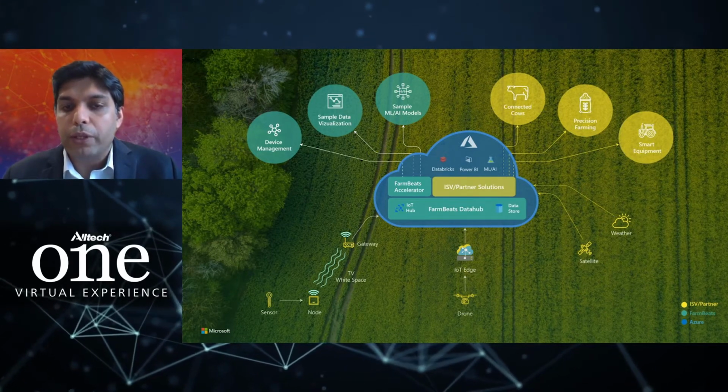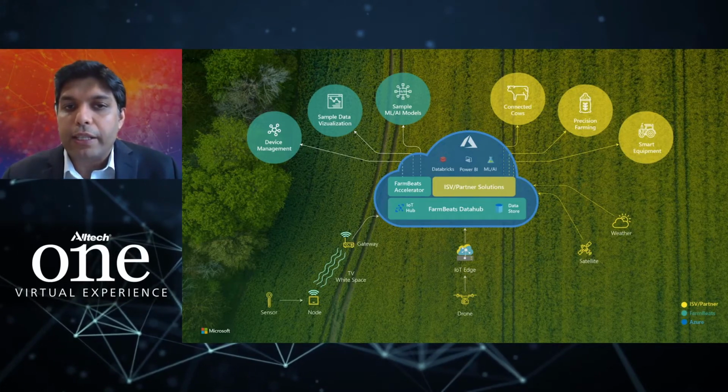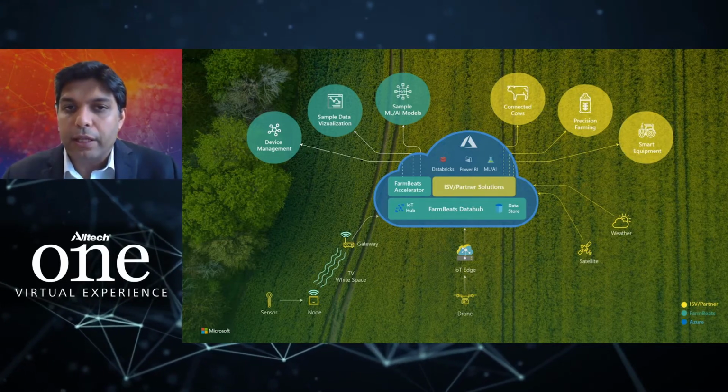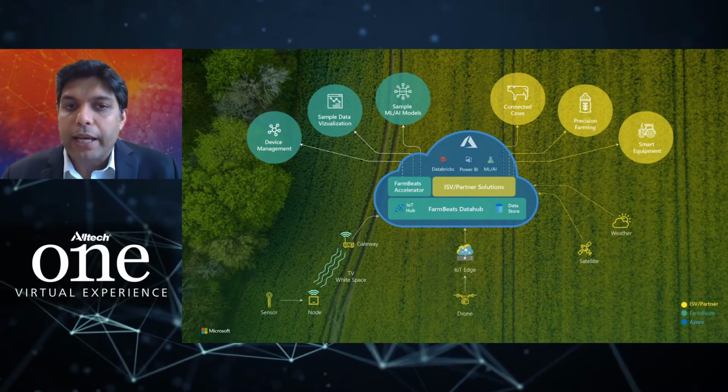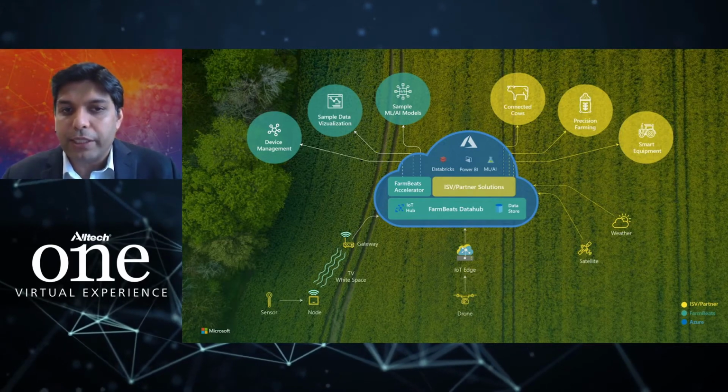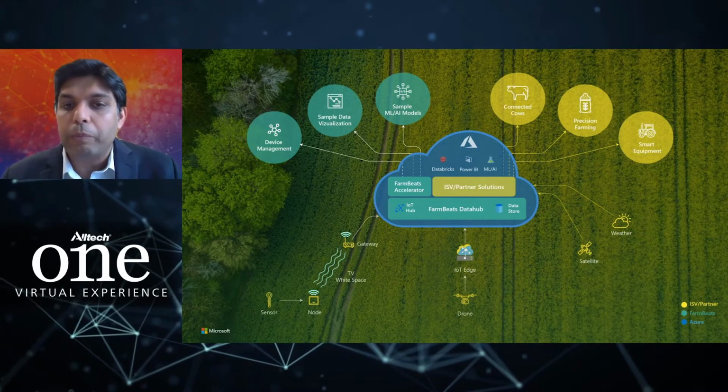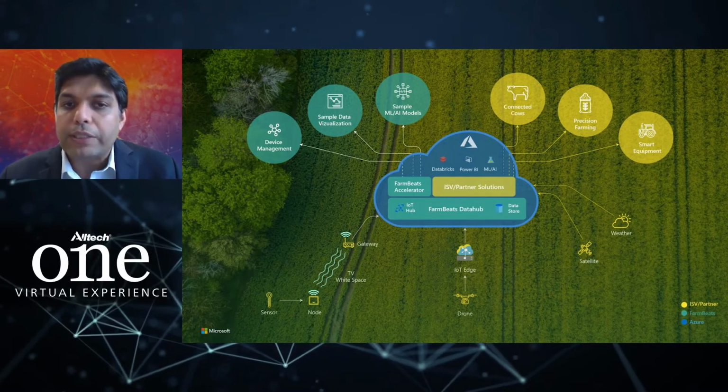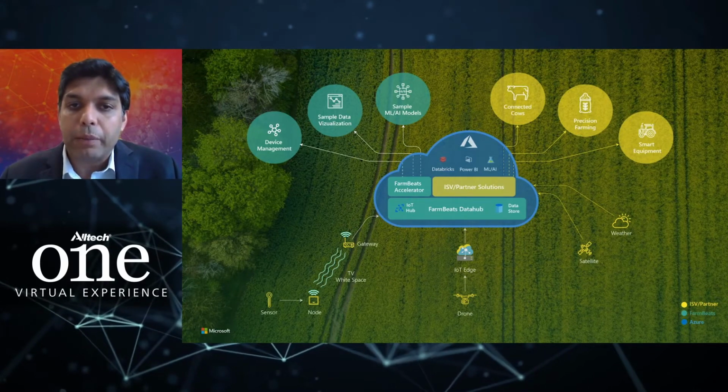everything in blue is what is Azure. Everything in yellow is what's built by partners, and everything in this shade of green that you see listed as FarmBeats is what we're building as part of FarmBeats. So as you can see, we are taking a very partner-led approach.